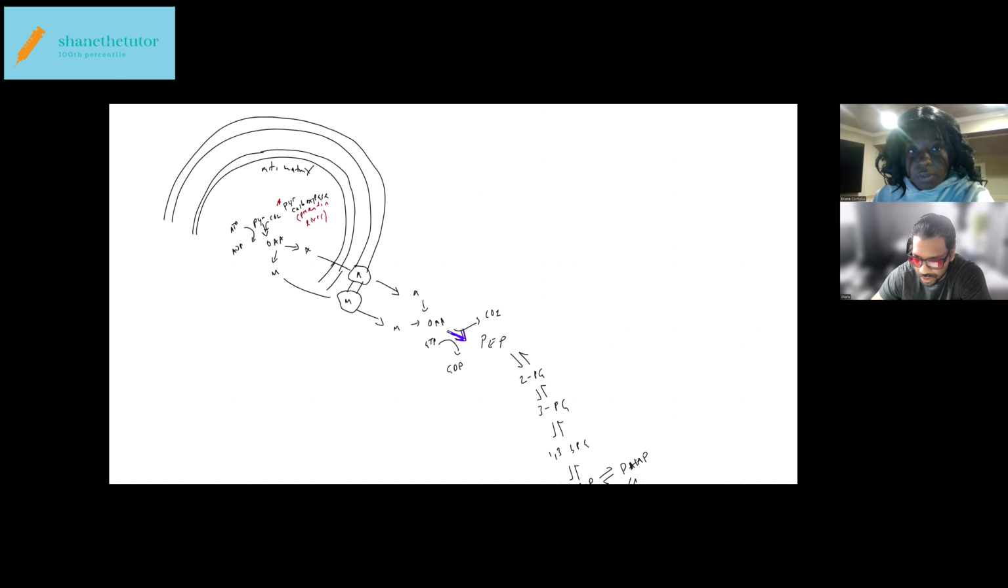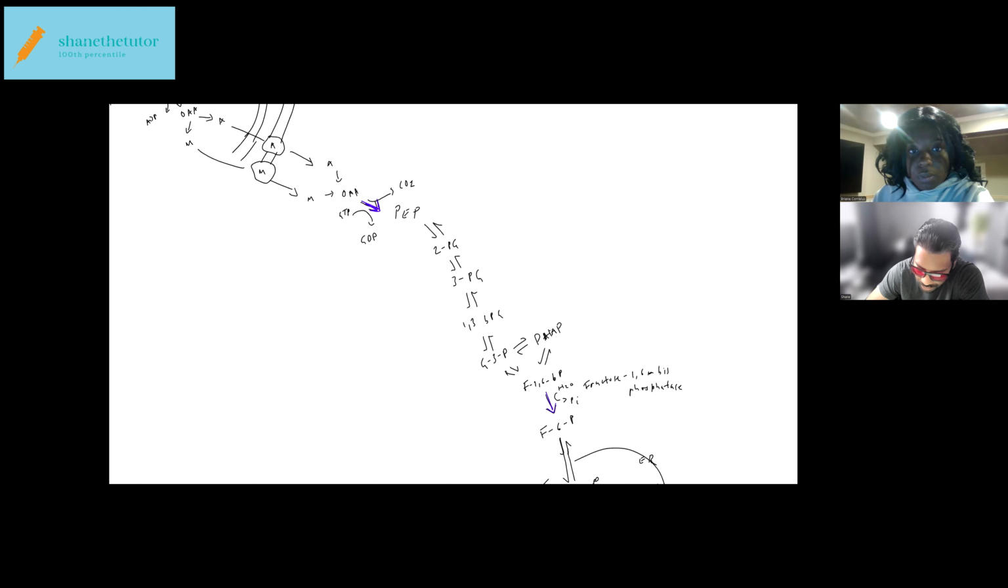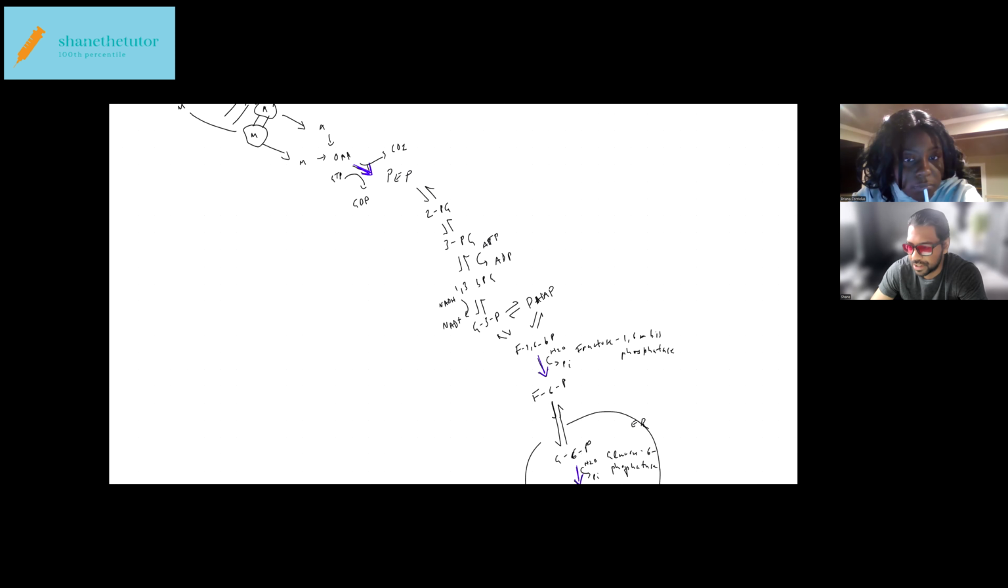And then you look at the step between the 3 PG and 1,3 PG. It's going to be ATP into ADP, because that's where we're getting the phosphate, so a kinase would be doing that. And then for this one, it's going to be an NADH into NAD plus. And that's pretty much it for that.